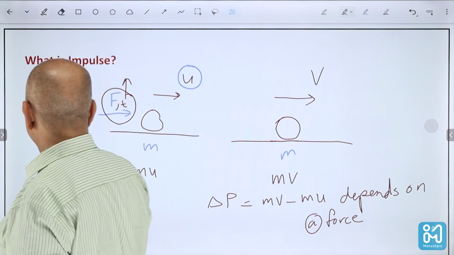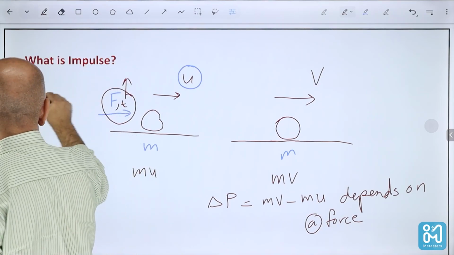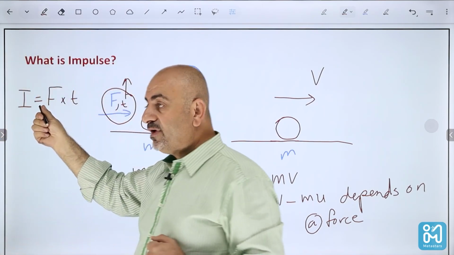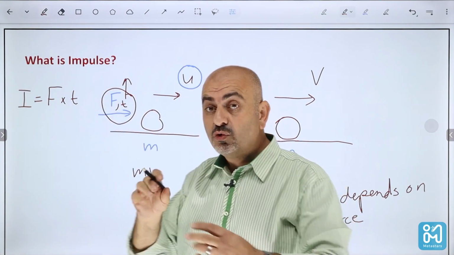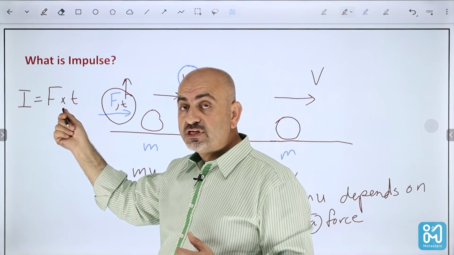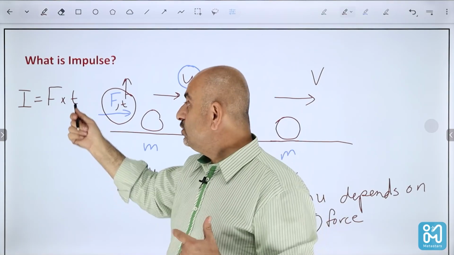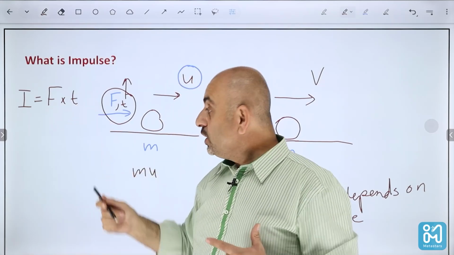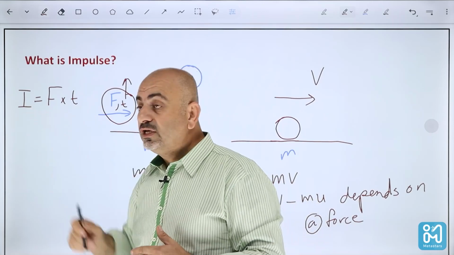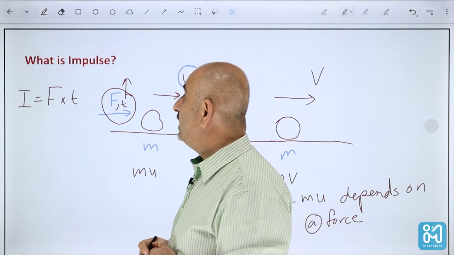For that reason, impulse equals force times time. The force you apply to change momentum and the time duration through which the force is applied. See, this is the time of application of the force. You apply the force for half a second, then you multiply the force by half a second. You apply the force for 3 seconds, you multiply the force by 3 seconds to determine or to calculate the impulse.